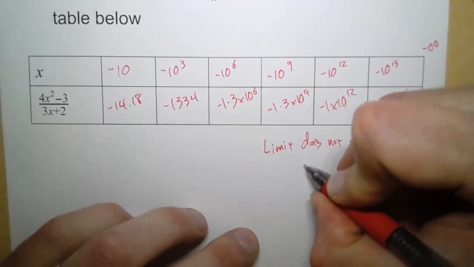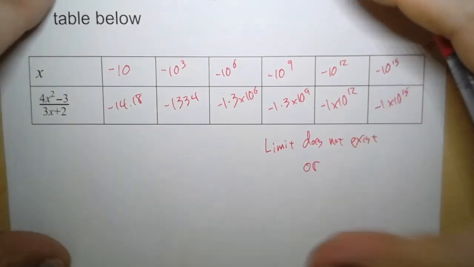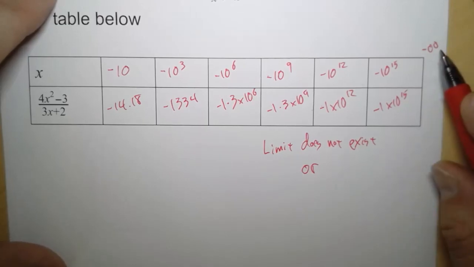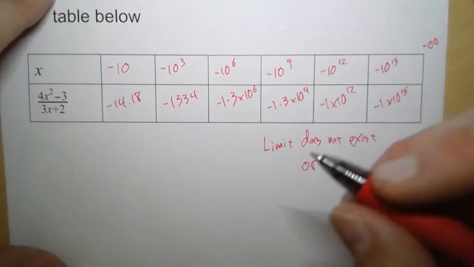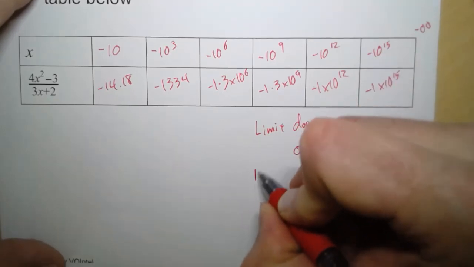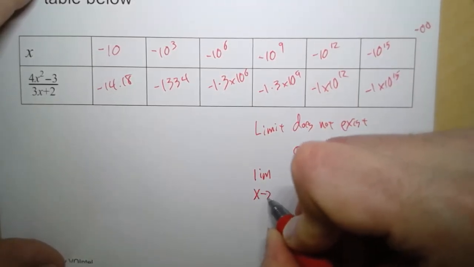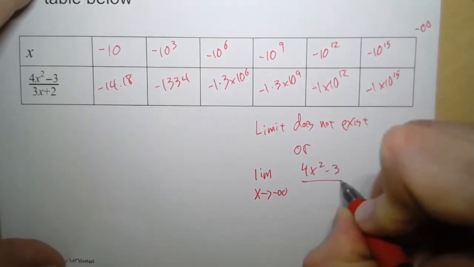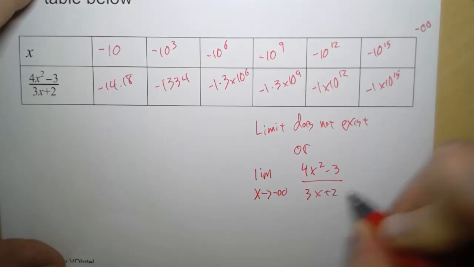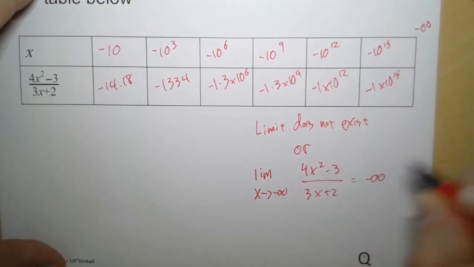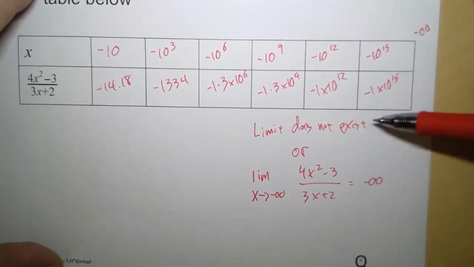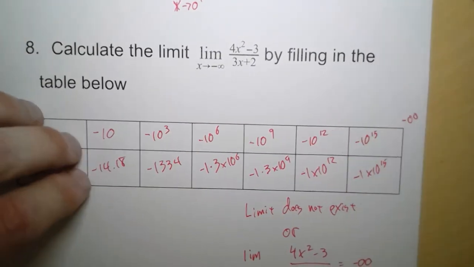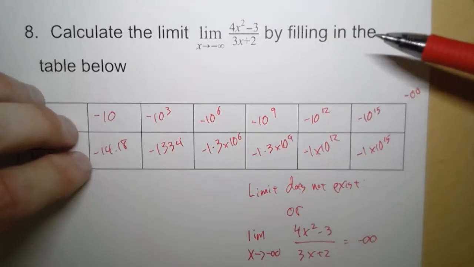But there are other teachers and other calculus books that say, well, it's going down, down, down forever. So what's it getting closer to? Well, that's what negative infinity is. So some people would say that actually the limit does exist. The limit as x approaches negative infinity of 4x squared minus 3 over 3x plus 2 equals negative infinity. Some teachers will pose it this way, some teachers will pose it this way. I'm not going to say who I think is right or wrong. I'm just helping to prepare you either way.